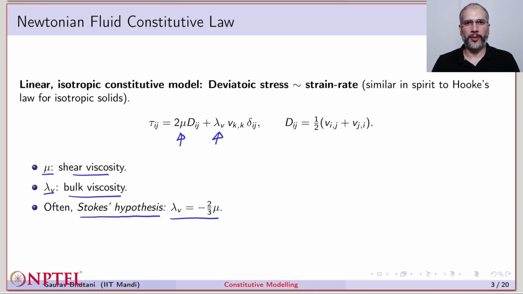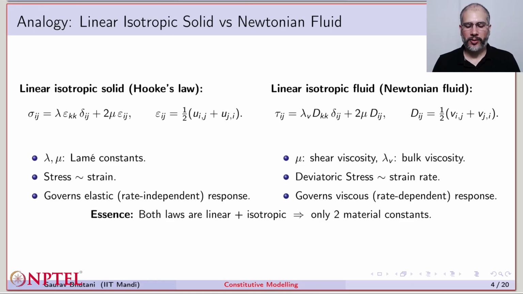that is mu, which is called the shear or the dynamic viscosity. Now here's a clear comparison of a linear isotropic solid with a linear isotropic fluid, also known as Newtonian fluid. So we see that in solids, we relate sigma with epsilon, and in liquids, we relate the deviatoric part of stress, that is tau, with the rate of deformation tensor, that is d. So we called lambda and mu the Lamé constants, and in this case we call mu the shear viscosity and lambda v the bulk viscosity.